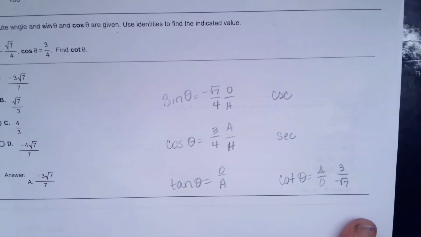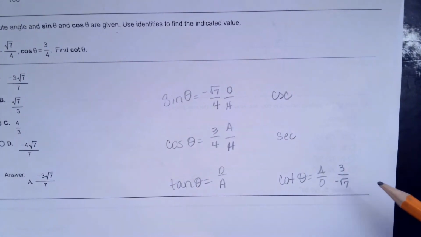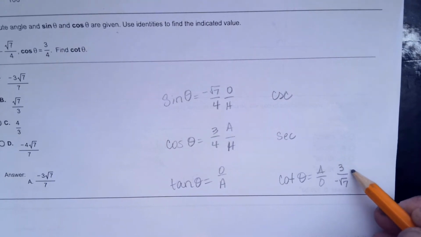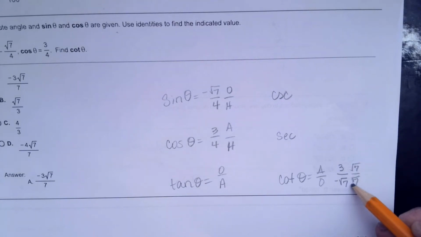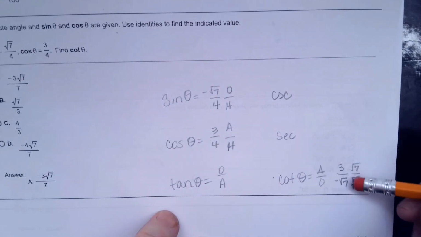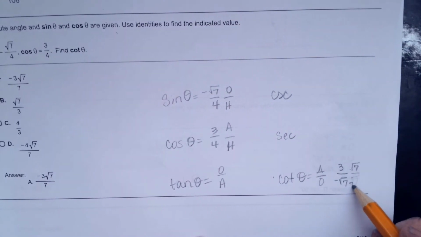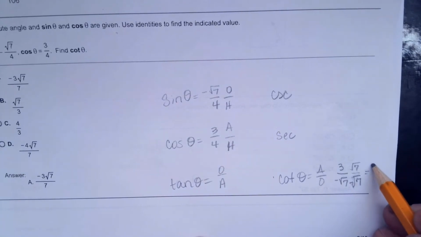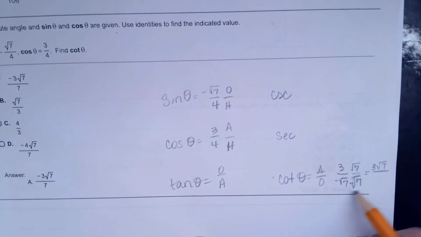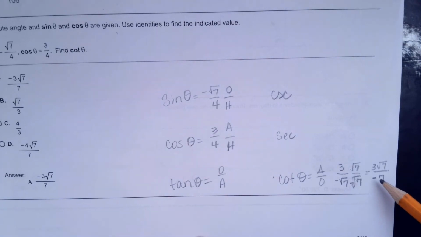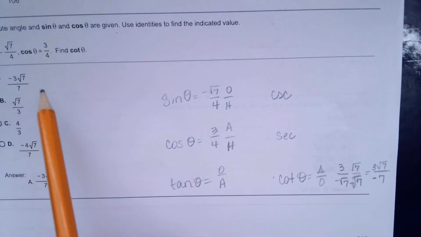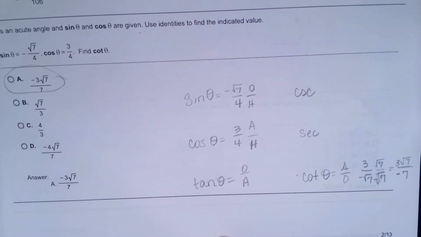Now, remembering from our last problem, we cannot have the square root in the denominator. So I'm going to multiply by the square root of 7 over the square root of 7. And that's the square root of 7. That will give me 3 square roots of 7 over negative 7. The negative sign can move from the bottom to the top. So that's going to give me answer choice A.